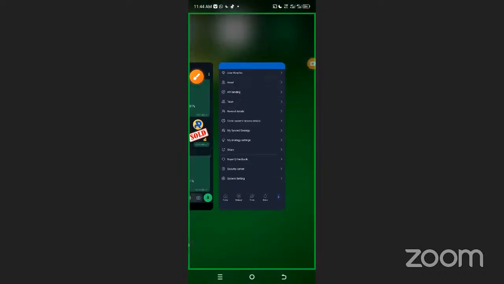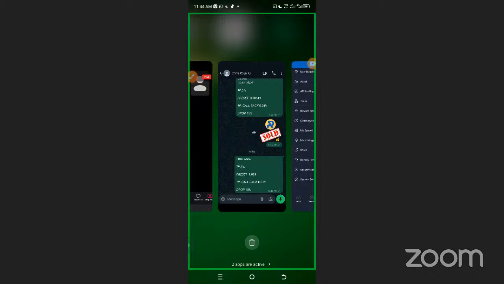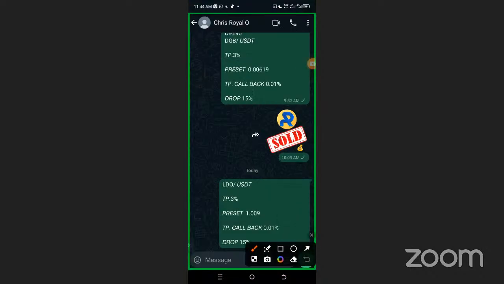So from the signal, what we need is the name of the coin and the preset price. We need this and the preset. So open your RoyalQ account.